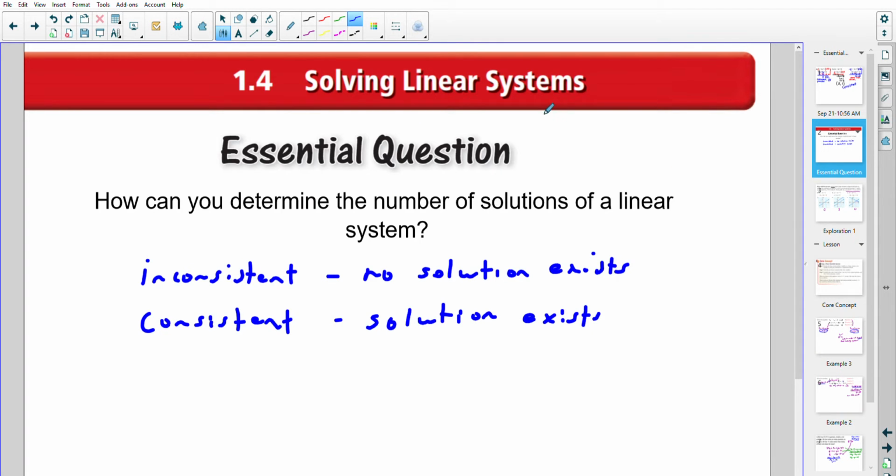Solving a system of equations in section 1.4 deals with solving for an x, y, or for example, an x, y, z given two or three equations. First of all, there is some terminology. A system is inconsistent, which means no solution exists, and it's consistent if there is a solution when you look at those lines.